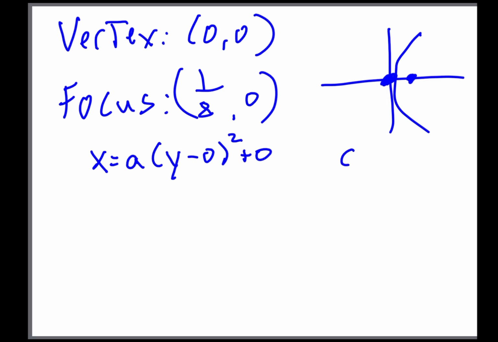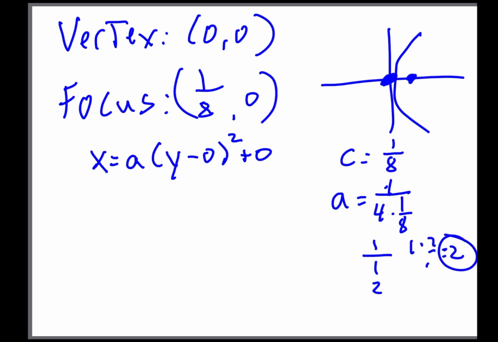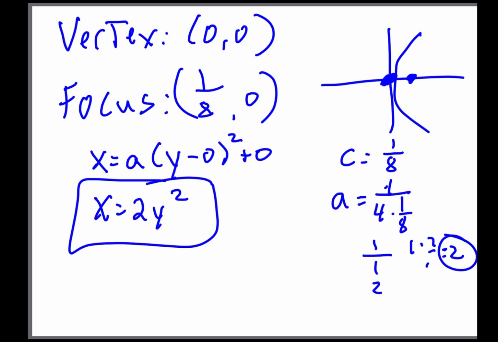Our c value in this case is the distance from the vertex to the focus. So c is 1/8. So a then is going to be 1/(4 times 1/8), which is 1/(1/2), which is 1 times 2 over 1, so 2. So x is equal to 2y squared. And we're done.